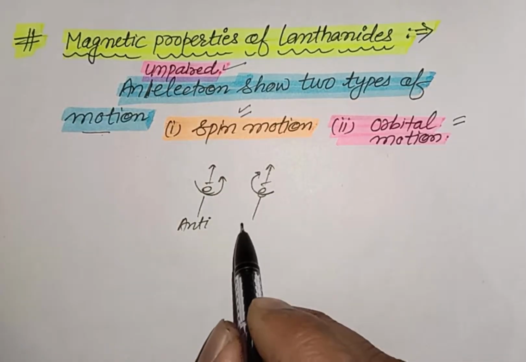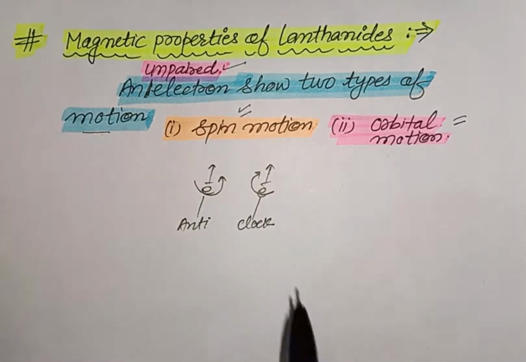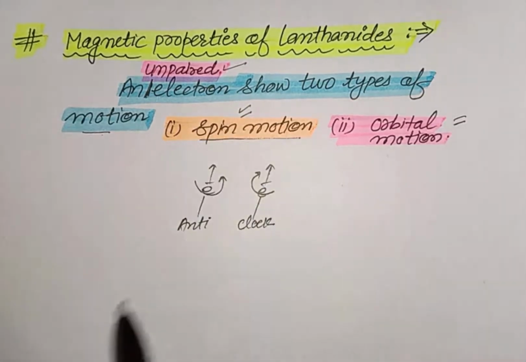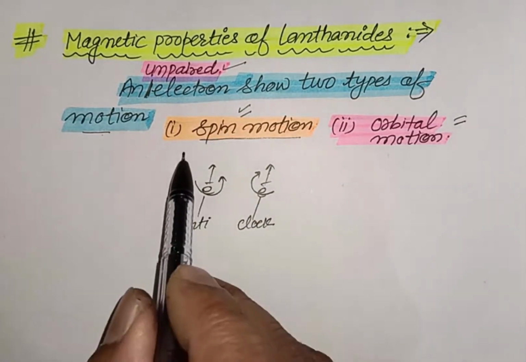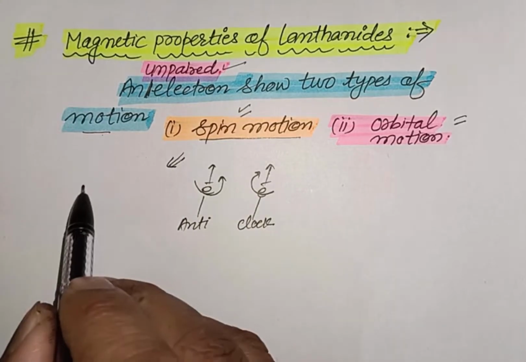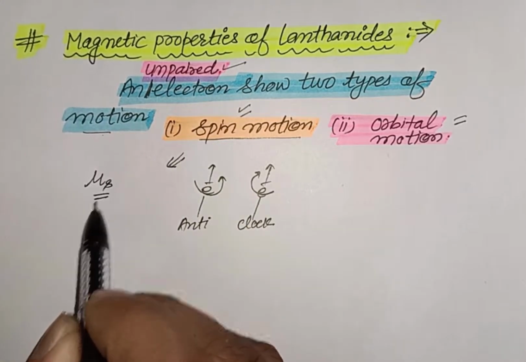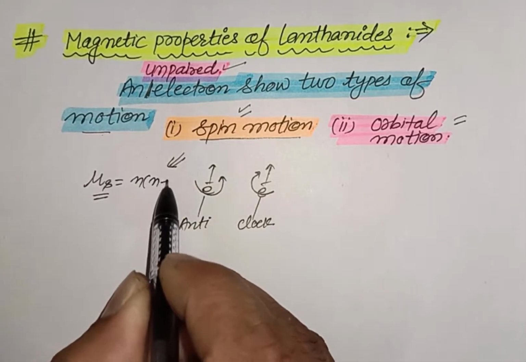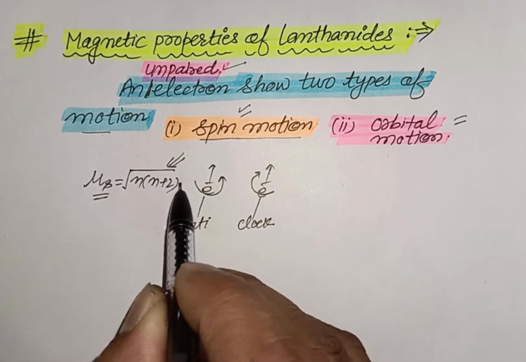the electron can revolve on its own axis in a clockwise direction. Due to this anti-clockwise or clockwise motion of the electron, that is, the spin motion, a magnetic moment is produced. This magnetic moment is represented by mu s, and mu s can be determined by the square root of n into n plus 2, in Bohr magneton.